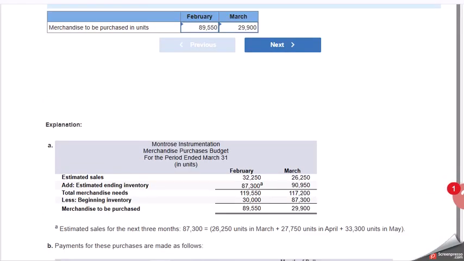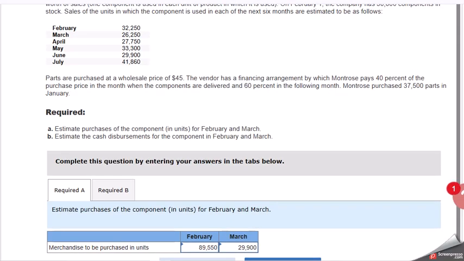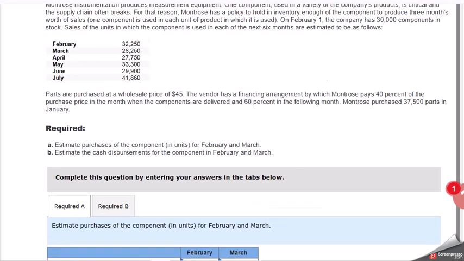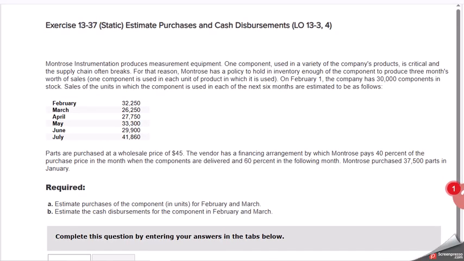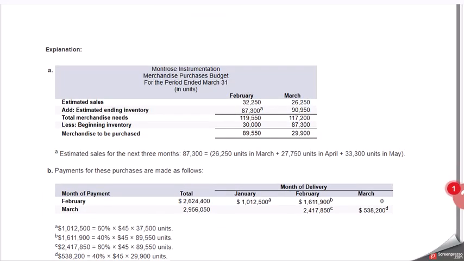Then our estimated ending inventory is going to be what we need for the next 3 months. So again, go back up to that table. So add February, March, and April, right? Or is it March, April, and May? Sorry, March, April, and May, because the next 3 months. And then in March, it would be April, May, and June. So we would add April, May, and June together to get to that desired ending inventory.